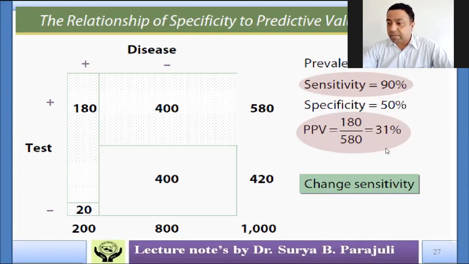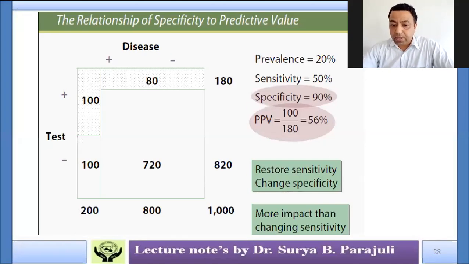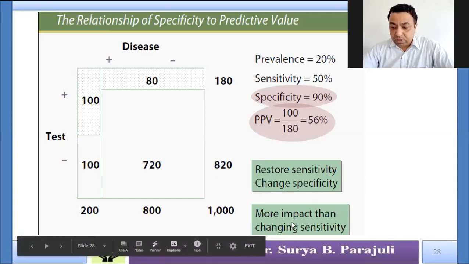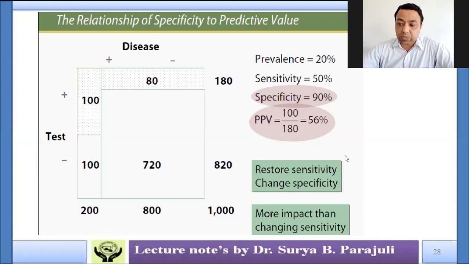These slides are available in your Google Classroom, so you can review them again and again, even in my video recording. Now we can see prevalence 20%, sensitivity 50%, specificity 90%, then positive predictive value 56%. It restored its sensitivity but changed the specificity, so it's more important than changing sensitivity. Specificity has more impact on positive predictive value than sensitivity. This is the inference from these slides, and you need to recall these things in your MCQ test.